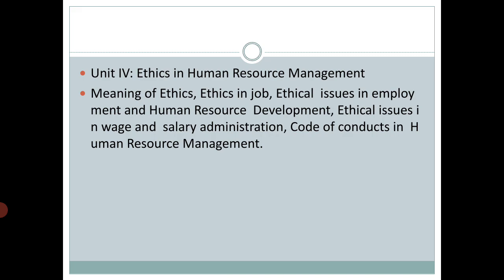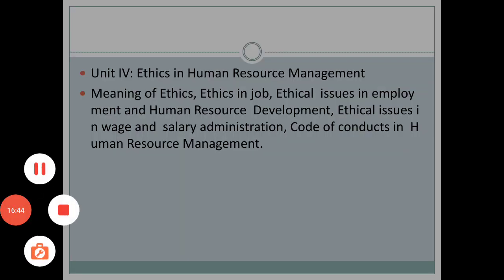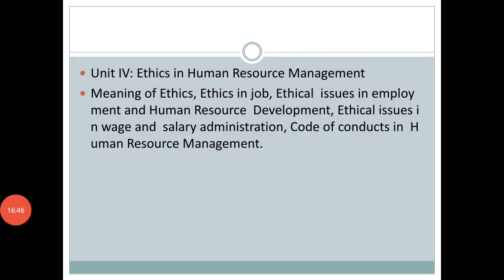Okay, so in unit number 4, we will go through ethics in human resource management, in which we will be studying the meaning of ethics, ethics in job, ethical issues in employment and human resource development, ethical issues in wage and salary administration, code of conduct in human resource management. Okay, all these things. Getting it?